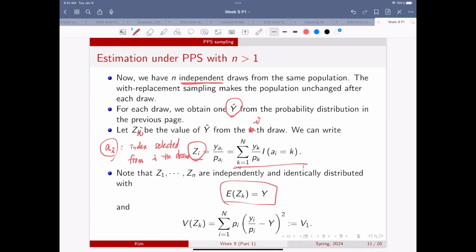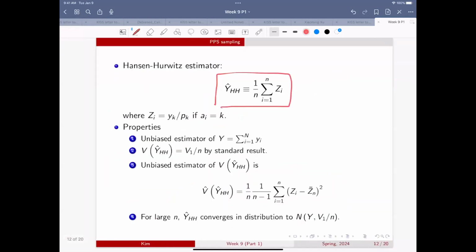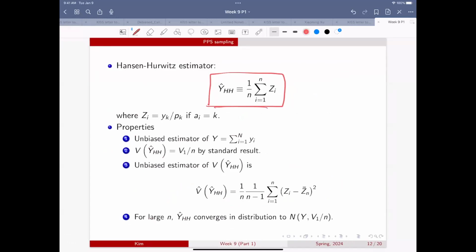And the variance is this one, because of the probability distribution. So use that and use IID. So this is really nice, right? IID. With replacement sampling creates IID random variables with this distribution. So then you can actually obtain the final estimator as the sample mean.